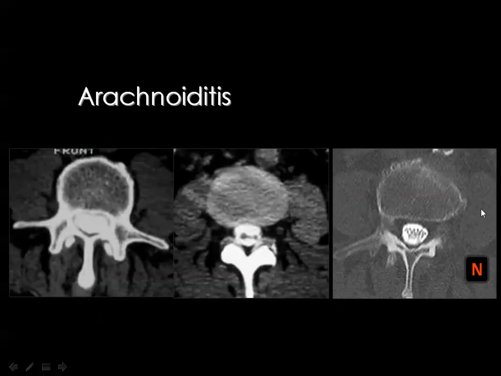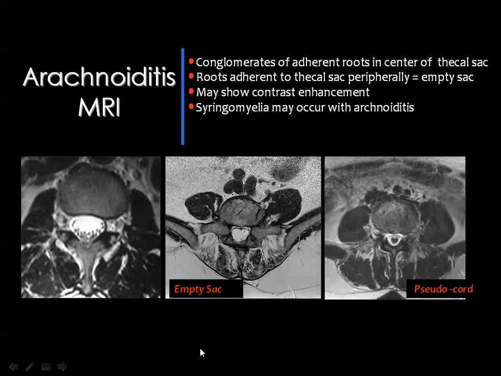Then normally in the CT myelography, you see the thecal sac which is opacified by contrast and multiple dots representing the cauda equina nerve roots. If the cauda equina nerve roots are adherent together, they will form a shadow like this, or if they are adherent to the inner wall of the thecal sac, you get that the thecal sac looks as if it is empty of the nerve roots. The nerve roots are adherent to the inner wall of the thecal sac and you cannot see them. This is known as pseudocord sign, and this is known as empty thecal sac sign.